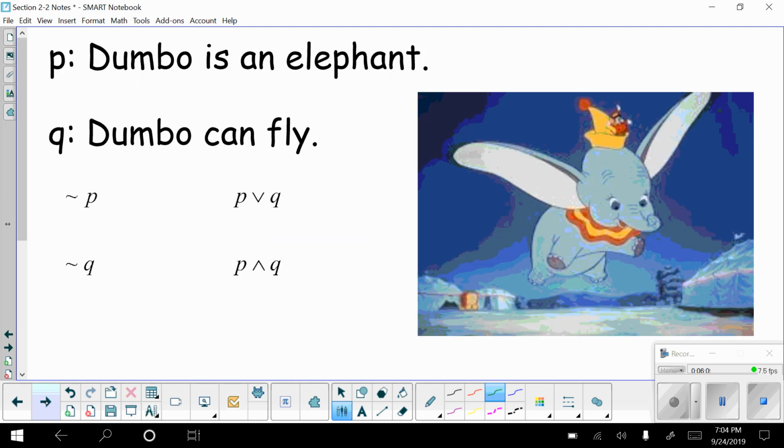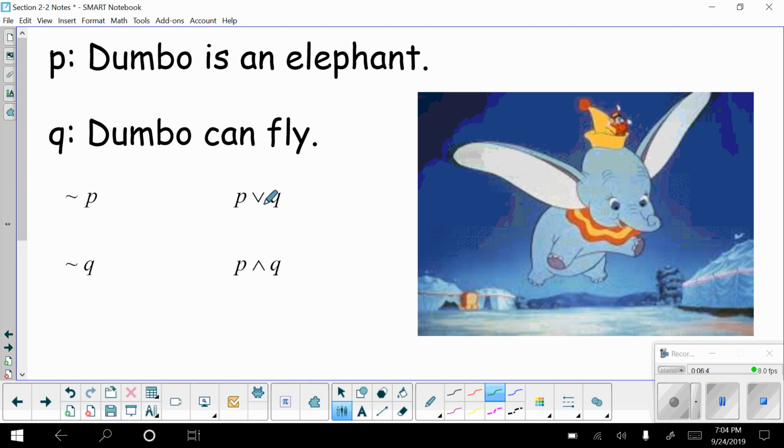So if I look at some examples with Dumbo, because of course I said this is how I learned it all, my statement P is Dumbo is an elephant. My statement Q is Dumbo can fly. So symbolically, this says not P, which would be Dumbo is not an elephant. This would be not Q, which would mean Dumbo cannot fly. This is P or Q, which means Dumbo is an elephant or Dumbo can fly. P and Q, Dumbo is an elephant and Dumbo can fly.